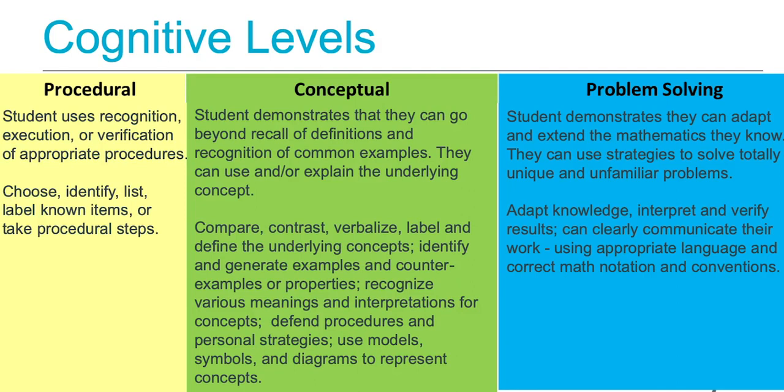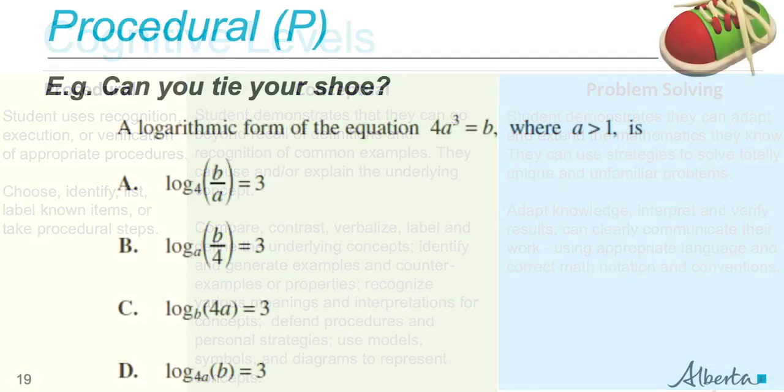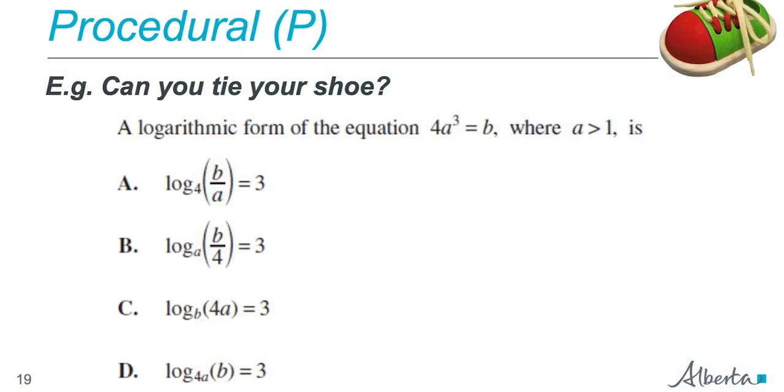In each diploma exam, we look for 30% of the items to be procedural, 34% of the items to be conceptual, and 36% of the items to be problem solving. These definitions can be found in the information bulletins that are posted on our website. To illustrate the different cognitive levels, we have included a few examples and the analogy of tying shoes.